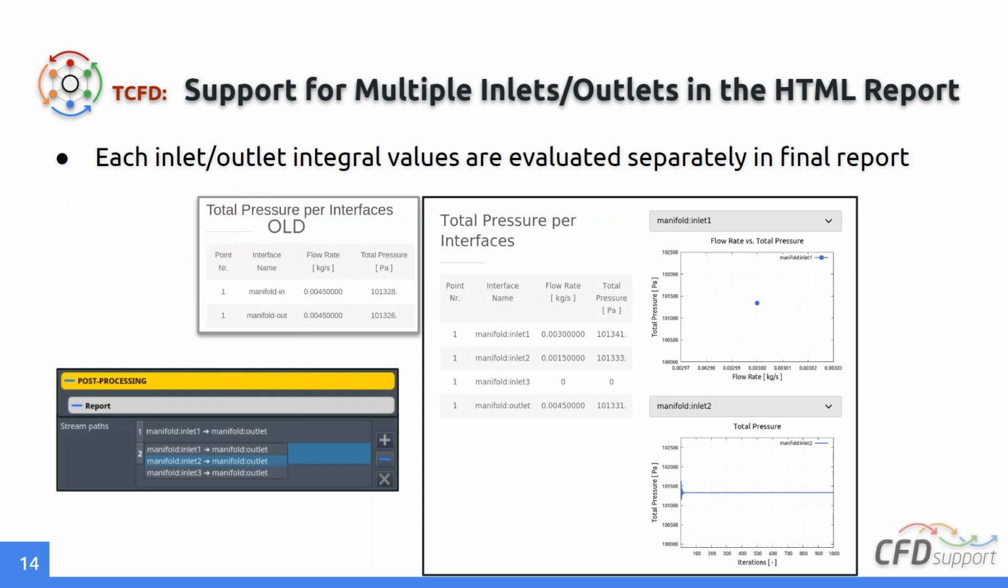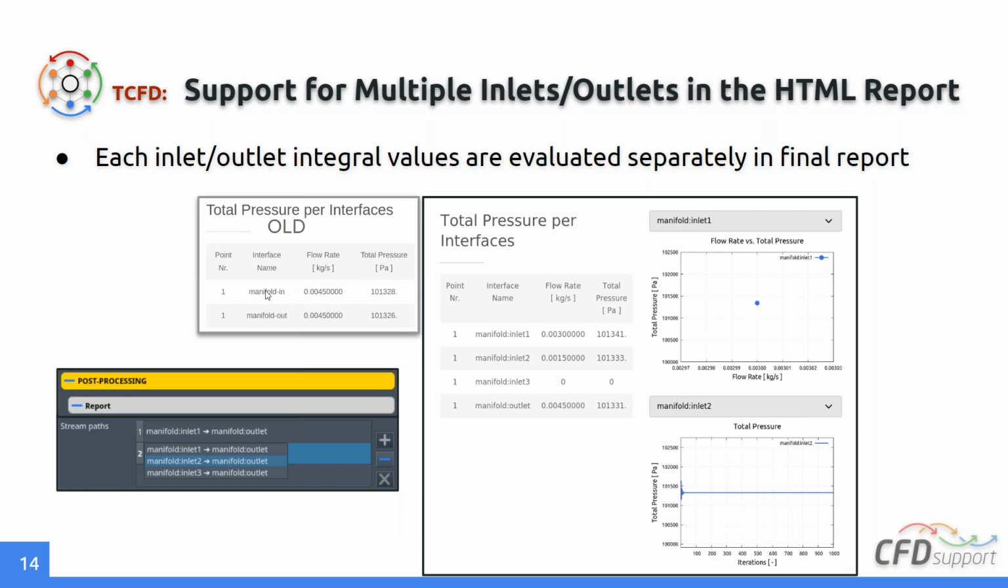All right, then the next support is for multiple inlets and outlets. So again, in the old version, for example, if you have a geometry with multiple inlets or multiple outlets, in the old versions these outlets were somehow merged into one, and all the fields were evaluated, and the integral values were evaluated as if it was one inlet.